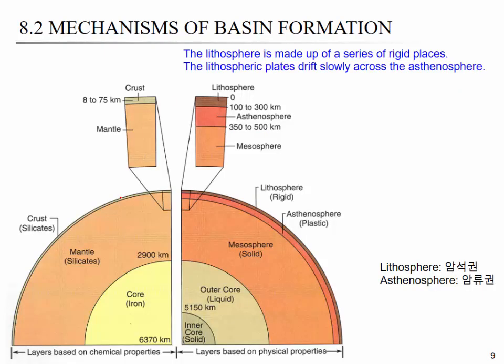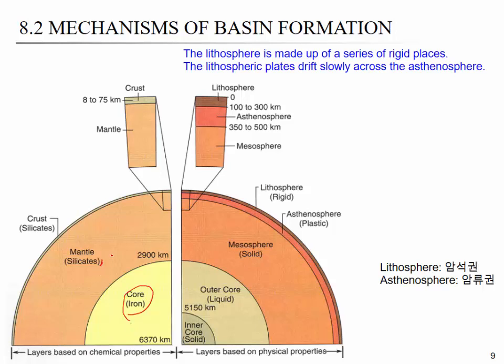And when we talk about the mechanism of basin formation, it's mostly about the tectonic movement. So we have to look at the structure of the Earth first. We know that the Earth's diameter is about 6,400 kilometers, right? Here it says about 6,370 kilometers.